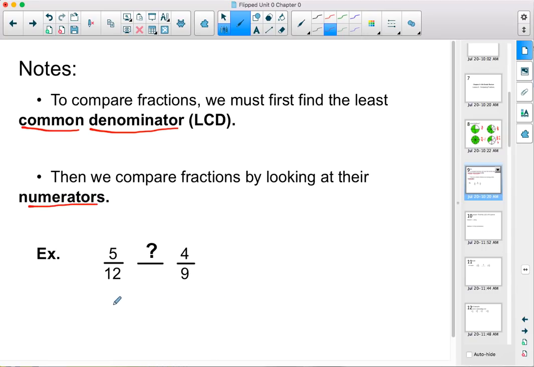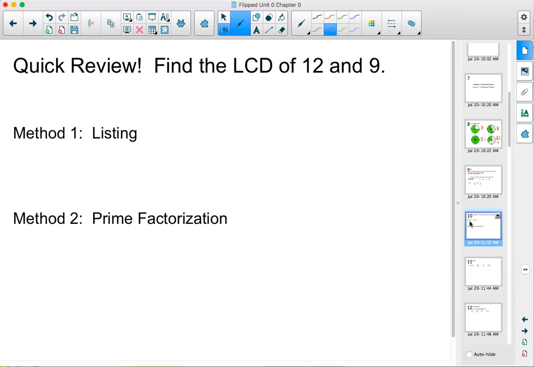So here's our first example, 5/12 and 4/9. We're trying to compare them. We're going to use greater than, less than, or maybe equal to, who knows. So we're going to try to figure out which one of those symbols is the correct one to go in there. And I'm going to jump to the next slide really quickly because I want to review how to find the LCD really, really fast.